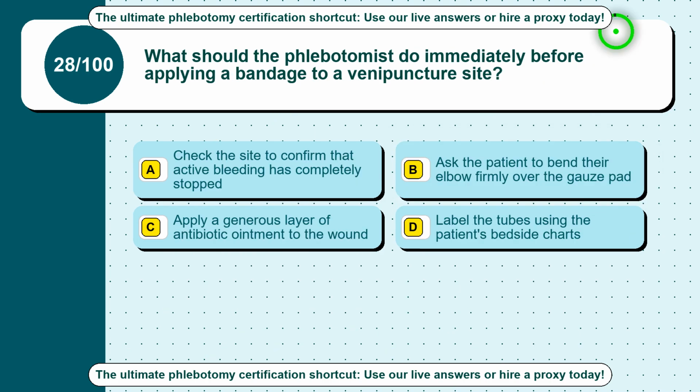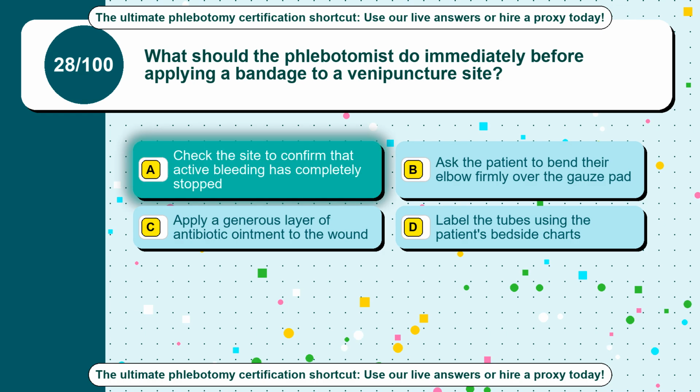Question 28. What should the phlebotomist do immediately before applying a bandage to a venipuncture site? Option A, check the site to confirm that active bleeding has completely stopped. Option B, ask the patient to bend their elbow firmly over the gauze pad. Option C, apply a generous layer of antibiotic ointment to the wound. Option D, label the tubes using the patient's bedside charts. The correct answer is option A, check the site to confirm that active bleeding has completely stopped.